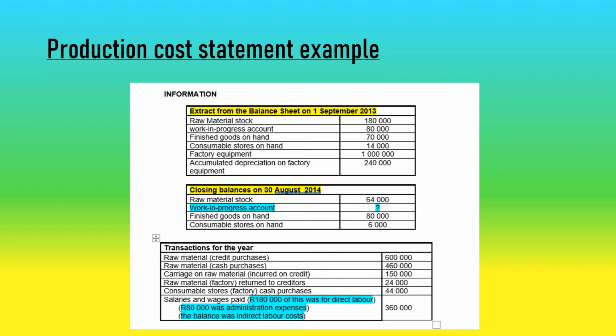Now this includes 180,000 which was for direct labor. So wages were paid most probably to the direct labor. Then 80,000 rand was administration expenses. Remember, administration expenses are not our factory costs. They are more like our office costs. And then the balance was indirect labor costs. So our total salaries and wages paid out was 360,000. To get our indirect labor costs, we are going to take the 360,000 and subtract the 180,000 and 80,000 to get our indirect labor cost.